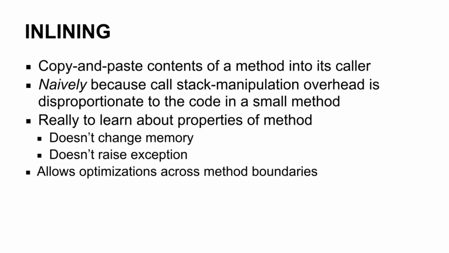If it's a call, we have to assume that anything could have changed. And we can find out if it doesn't raise exceptions. If it doesn't raise exceptions, then we're free to move things around. And it allows optimizations across the boundaries of the method itself. We can look at the caller and the callee, as it's called, as one big unit and optimize the combination of the two, rather than just optimizing each one in isolation.